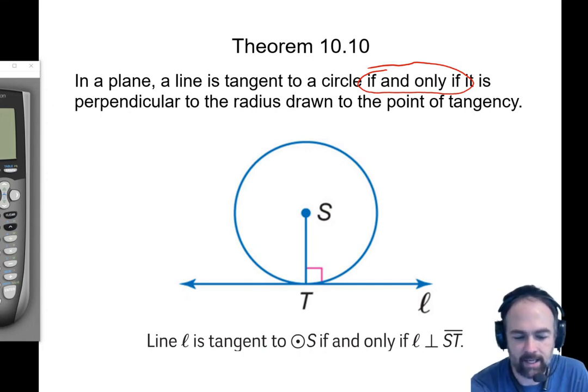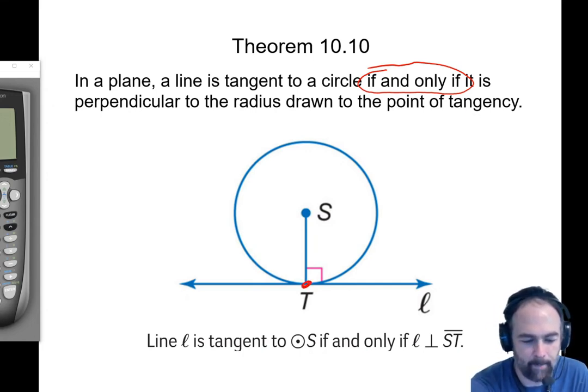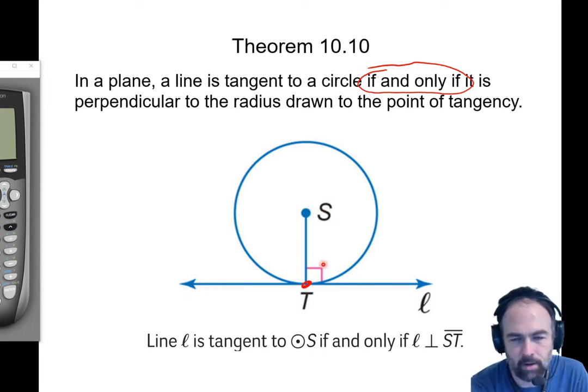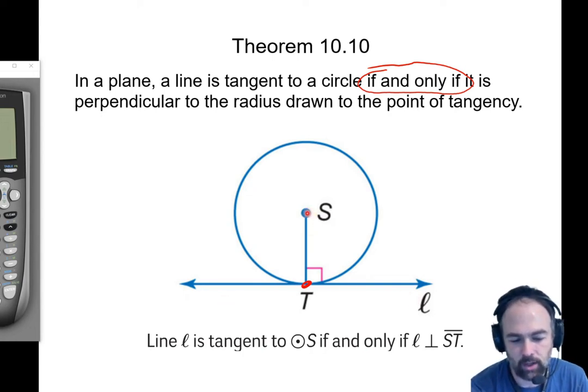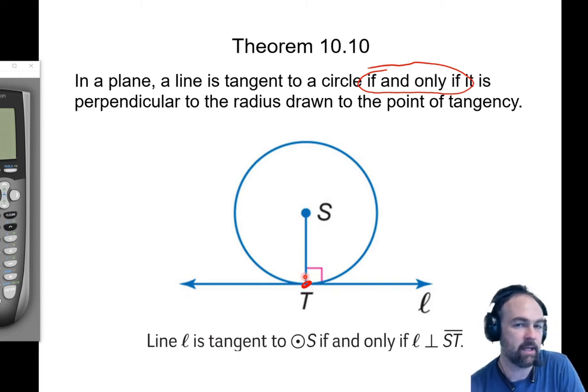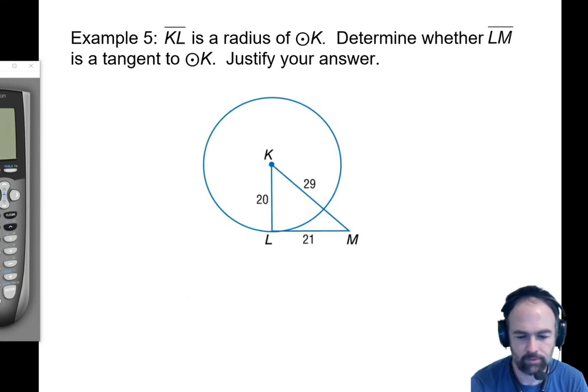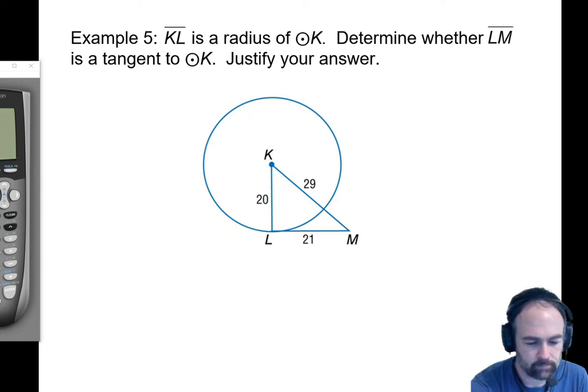So here's what I mean. I got line L, point of tangency here is at point T. ST must be perpendicular to this tangent line. Then there's also the other direction around. Let's say that I draw a radius and then I draw a line that is at a right angle to the radius right here where the radius intersects the circle. That means that that line L must be a tangent line. Tangent implies right angle implies tangent. Both goes both directions.